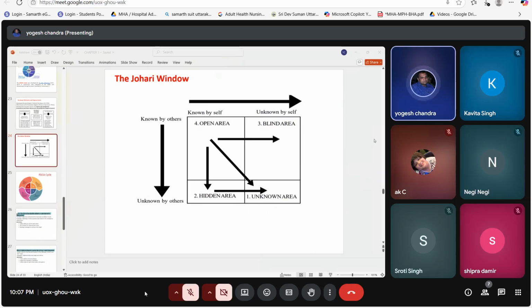But from some time, this open area goes into the blind area also. Means in the blind area, Dr. Ramesh doesn't know he is a very good surgeon and all that. But his colleagues know that this person is very good. So as a true leader, you have to identify all these attributes in your employee.